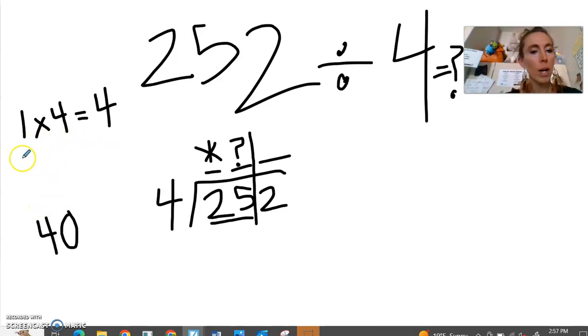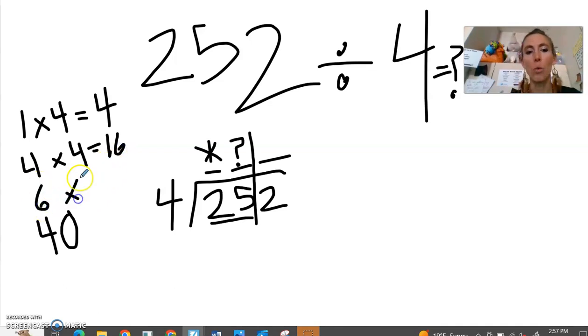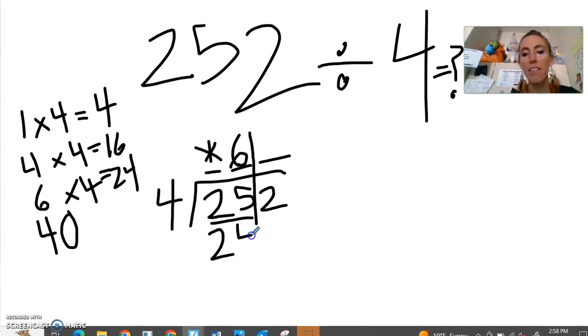You might have went to 4 times 4. Well, that's 16. It's getting closer. 5 times 4, that's 20. 6 times 4, that is 24. There it is. That's as close as you're going to get. So I'm going to go ahead and put what number right here? How many 4s gets me close to 25? 6 of them. 6 of the 4s make not 25, but 24.